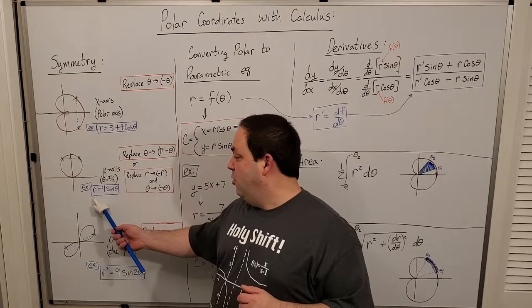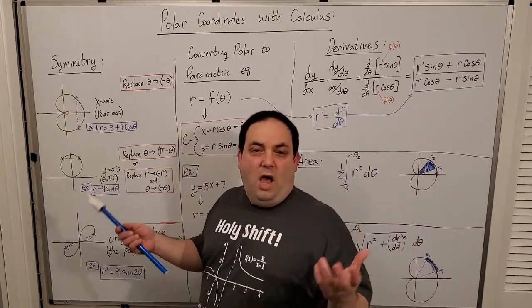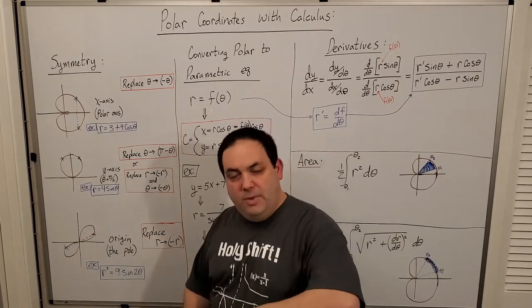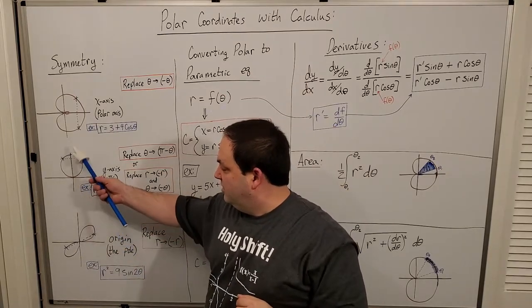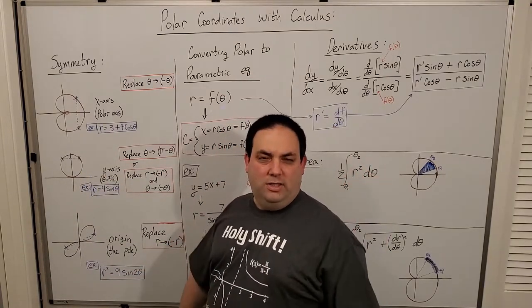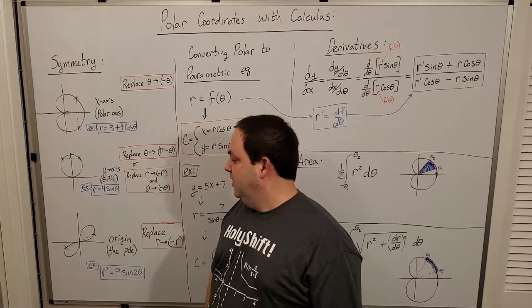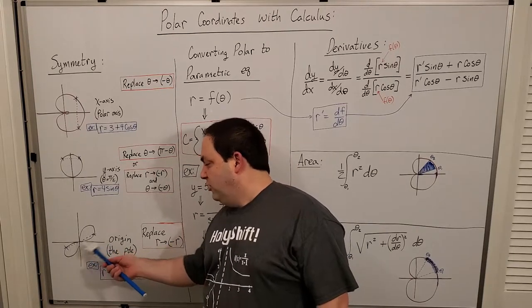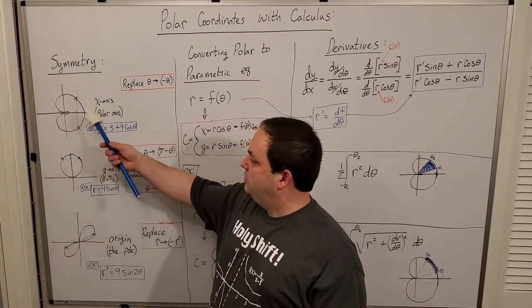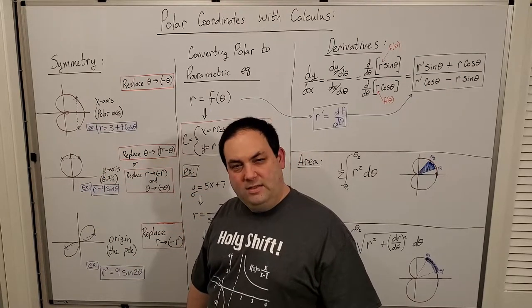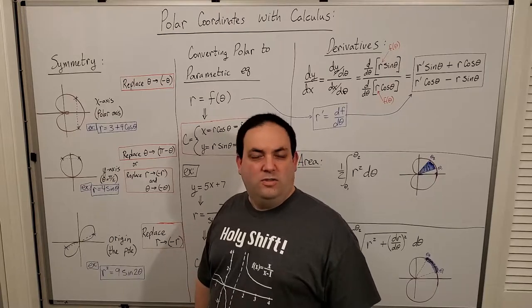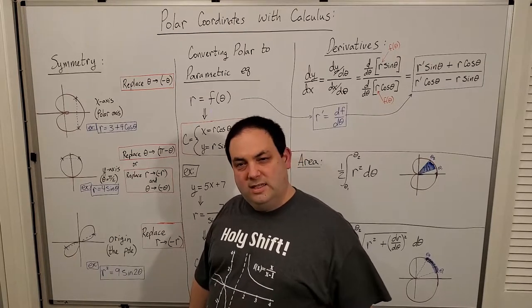If I already know that r equals sine of something like this is going to be a circle above the origin, centered around the y-axis, well, naturally, it's going to have y-axis symmetry, right? If I know which equations give me the lemniscates, which give me the cardioids and the limaçons and things like that, then of course that also helps with recognizing the symmetry.